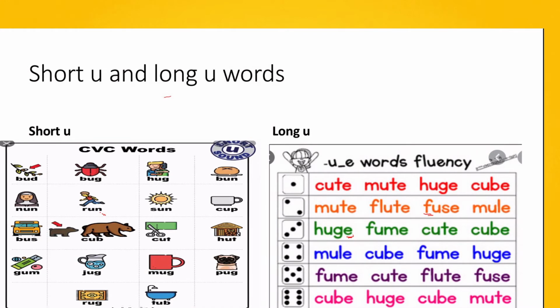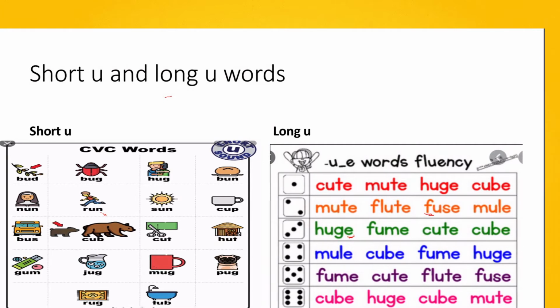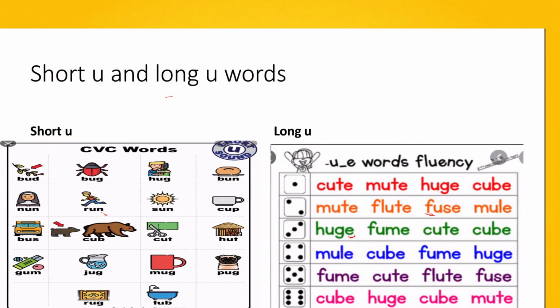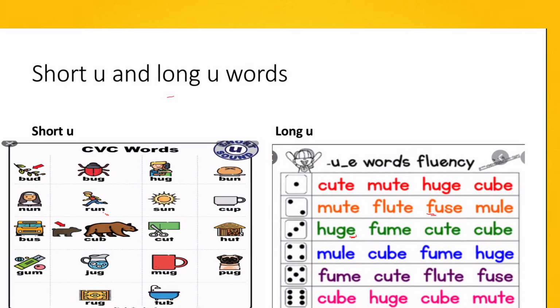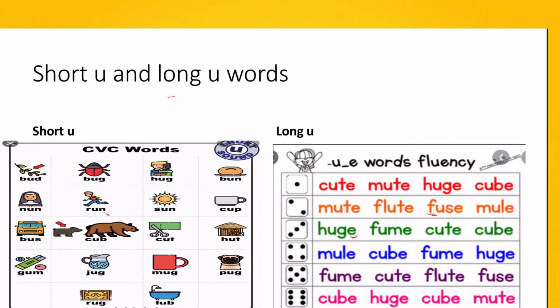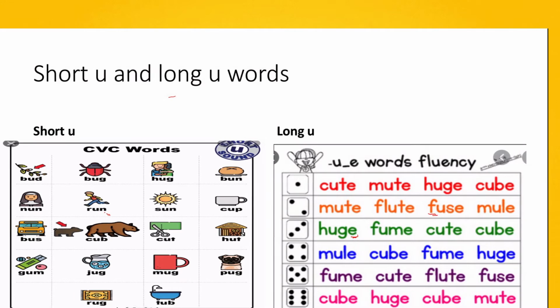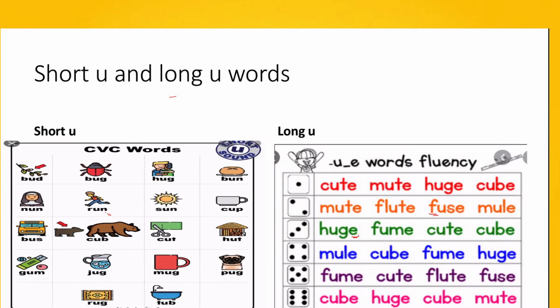And long U has the spelling of either a U, then a consonant in the middle, then E. The E is called magic E or smart E. It makes the U long. We have a lot of examples here.